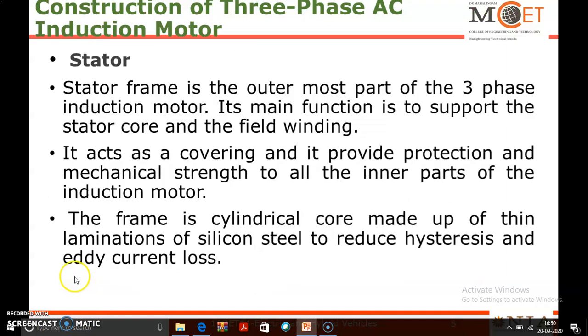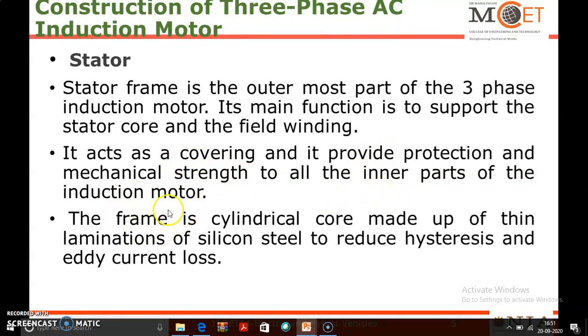Next, the stator frame is the outermost part or outermost cover of the three-phase induction motor. Its main function is to support the stator core and the field windings. Acting as the covering, it provides protection, mechanical support and mechanical strength to all the inner parts of the three-phase induction motor.